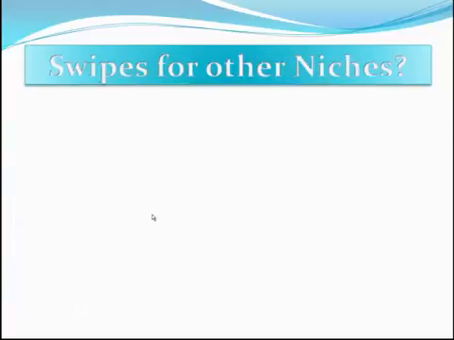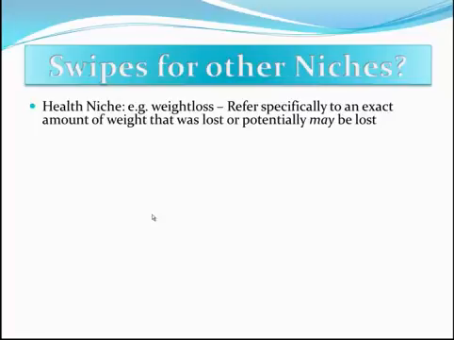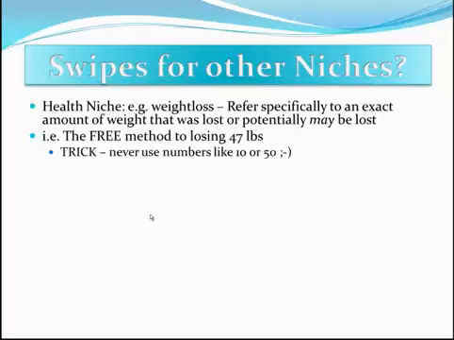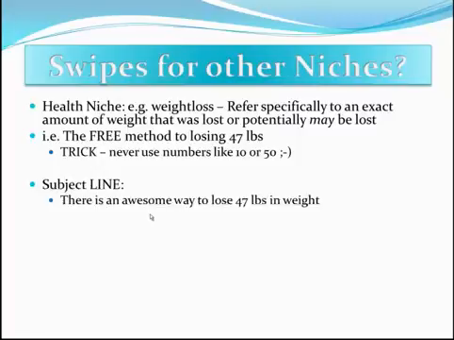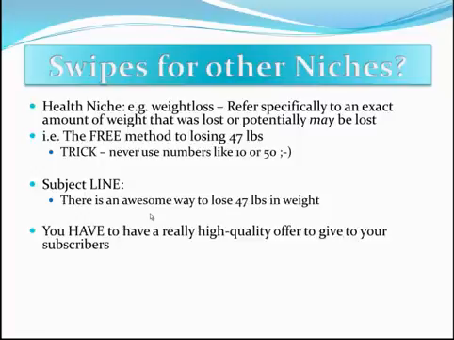What about swipes for other niches? In the health niche, weight loss for example, refer specifically to an exact amount of weight lost, not potentially may be lost. It's too vague. Be specific. So you would say, my method will allow you to lose 47 pounds in 13 days. You heard me say there 47 pounds in 13 days. Don't ever use whole numbers like 10 or 50. The subject line: there's an awesome way to lose 47 pounds in weight. Do you see it sells the sizzle?